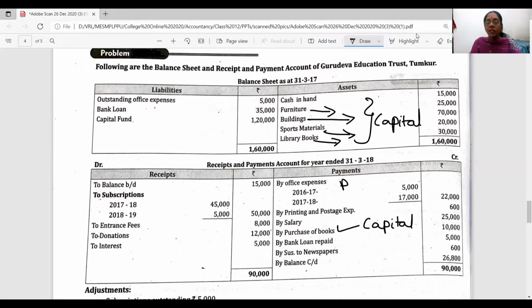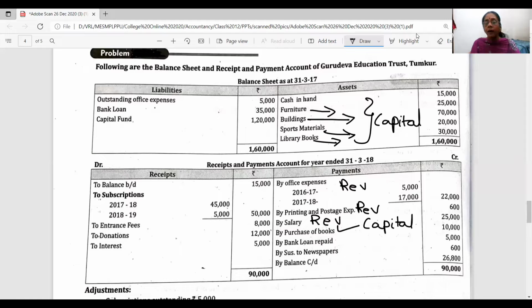Office expenses is a revenue payment, or a revenue expenditure. Printing and postage is revenue. Salary is revenue. How am I categorizing? As I told you, all are recurring expenses. Recurring means frequently happening or periodically happening items. All right.